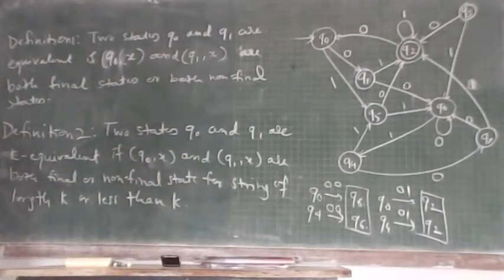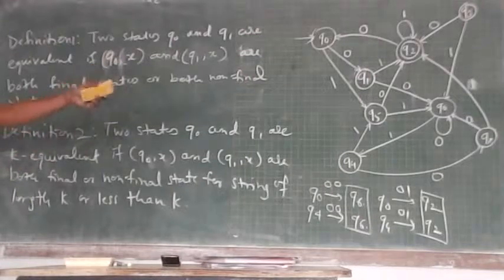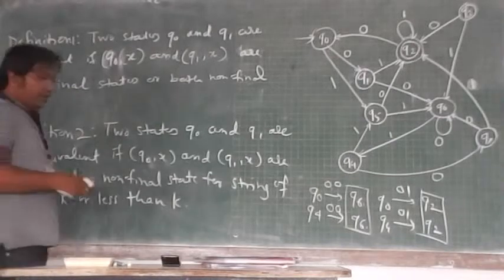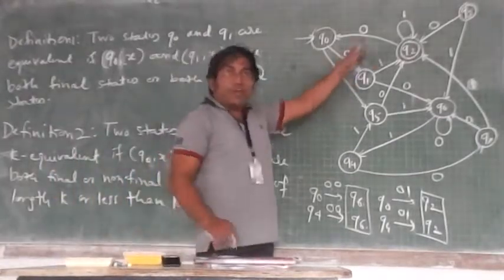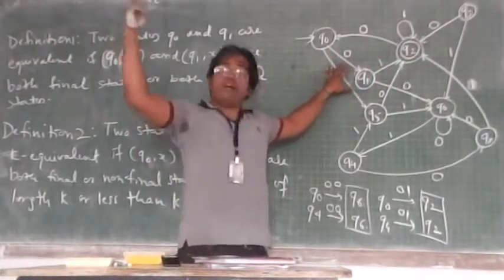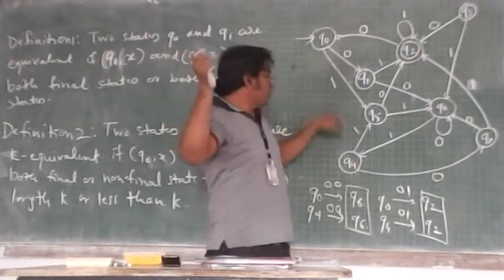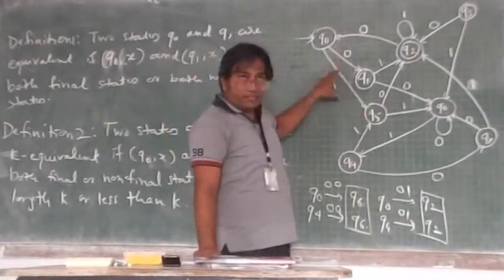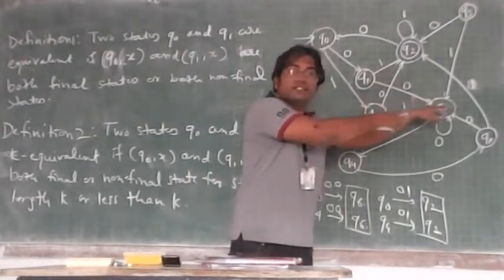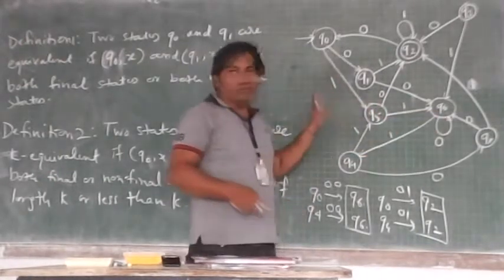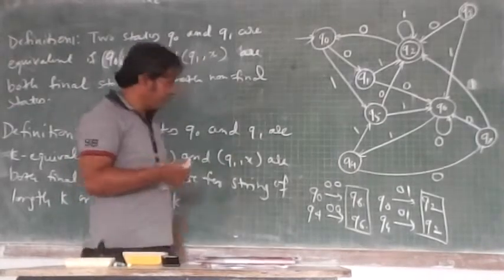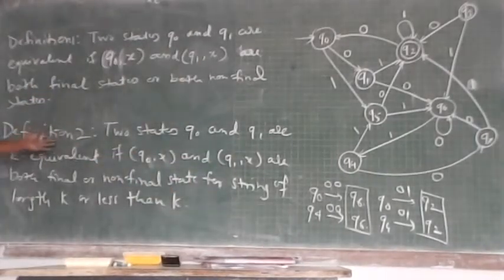In this case, 2 equivalent. Similarly, I can find the states which are 3 equivalent, 4 equivalent, 5 equivalent. That means, for a string of length 3, where do I go? Whether from the 2 states I go to a non-final state or a final state. If with a string of length 3 both states go to non-final states, then I can say that those 2 states are 3 equivalent. Is it understood?